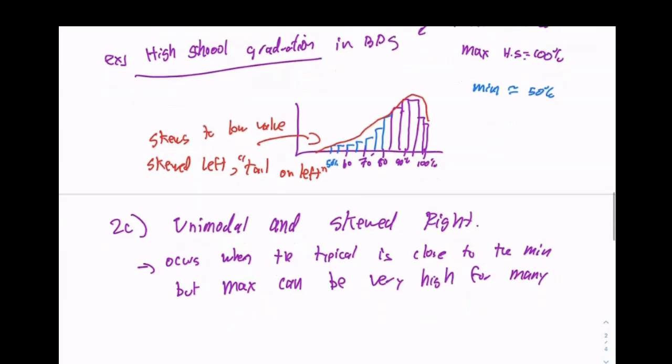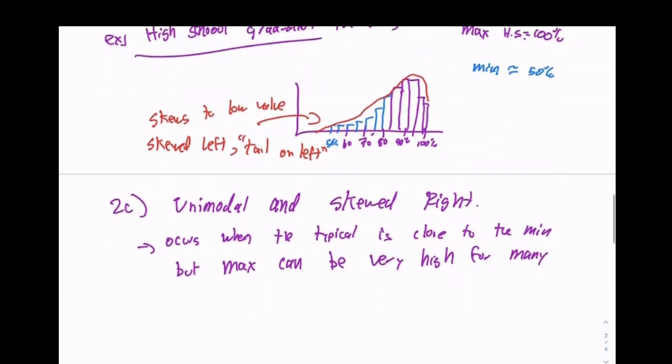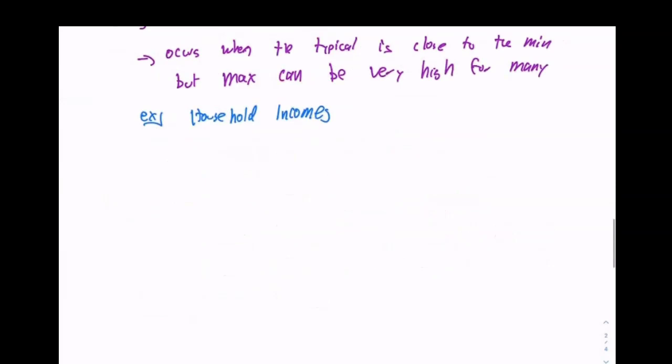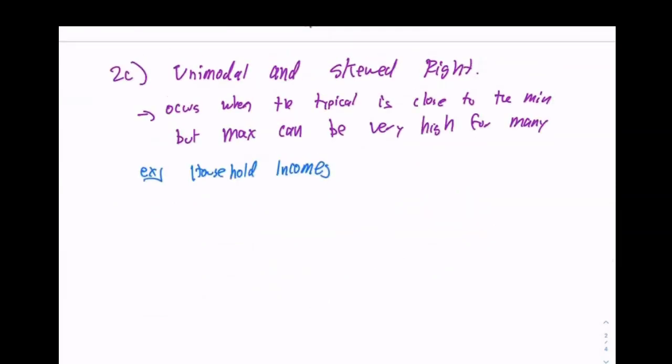Example. We'll talk about household incomes. Household incomes. Okay. What would you say is a typical household income?